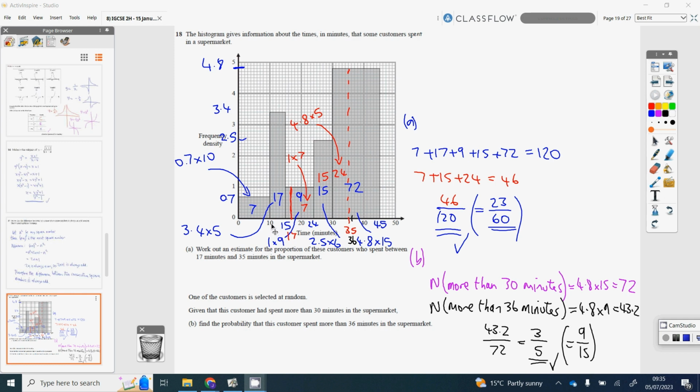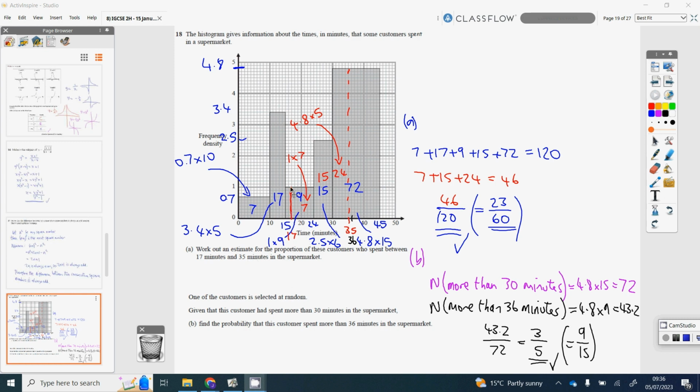Then again, those spending between 10 and 15 minutes, I've done base of 5 times height of 3.4 to give me 17 customers, and so on. So in blue there, I've just done a whole series of base times height to work out that there's a total number of customers of 120. Now, we're being asked to work out the proportion of these customers who spent between 17 and 35 minutes.